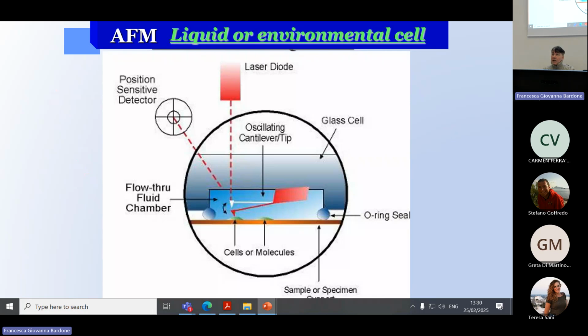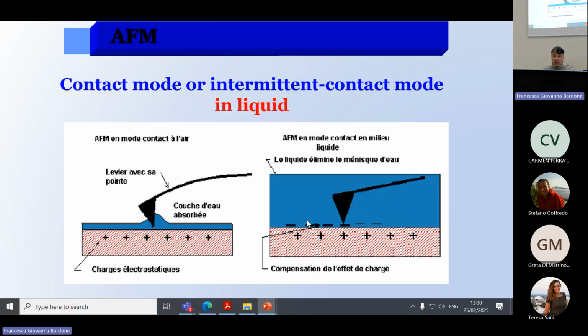Okay, how is the chamber made? The chamber is like this one. You see this transparent glass, in which you have your cantilever. You have a substrate, and you have your cells and molecules. Everything is fed by fluid, water, whatever, and your cantilever moves inside the liquid. So you can observe living objects with this instrument, with this environmental cell.